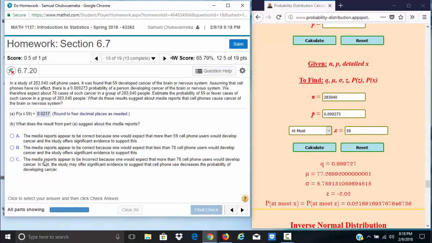What does the result from Part A suggest about the media reports? This appears to be incorrect, because one would expect that more than 78 cell phone users would develop cancer. In fact, the study may offer significant evidence to suggest that cell phone use decreases the probability of developing cancer. So the media reports appear to be incorrect here.